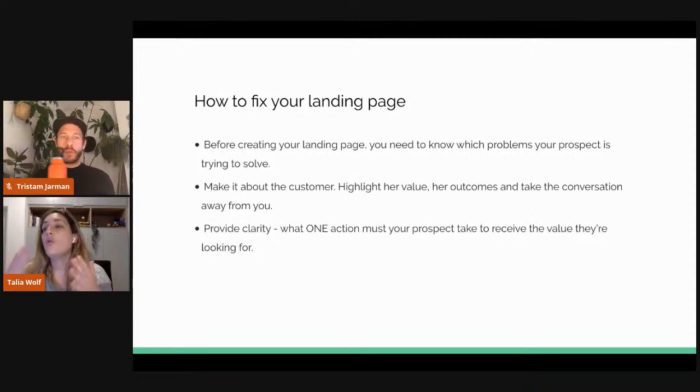Number 3, provide clarity. What one action does your prospect need to take to receive the value that they're looking for? So tell people what to do. Make sure that your landing page has just one goal and that it is clear why they should take this action.